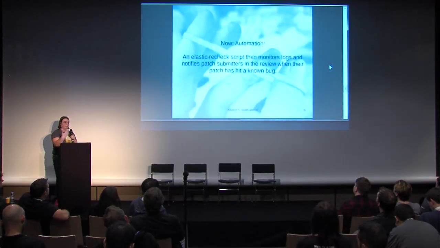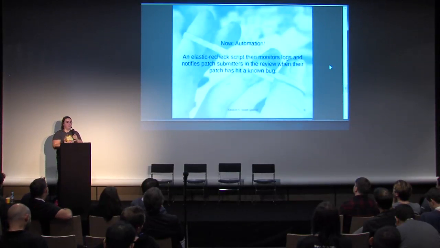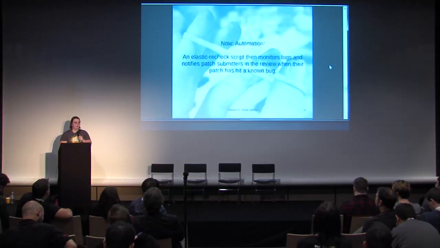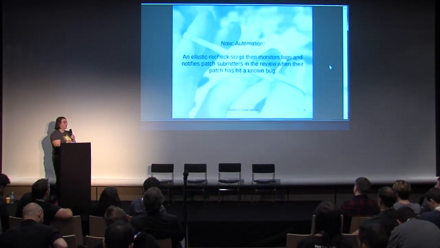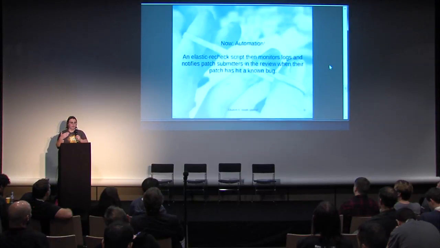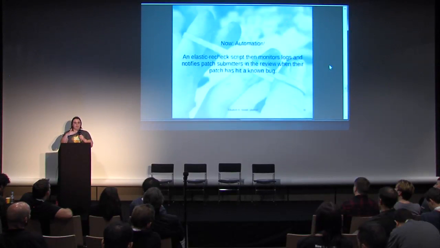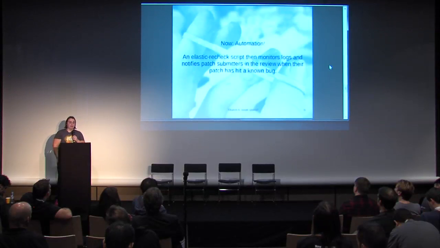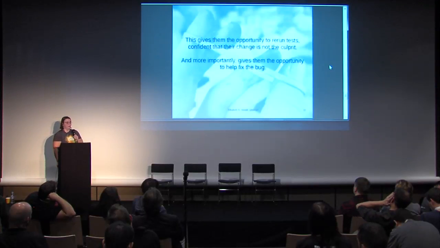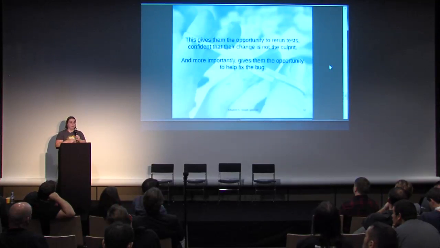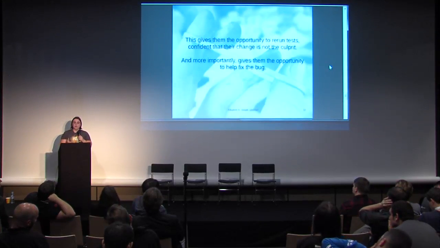This allows Elastic Recheck to then go and find the bugs and then report them back to the people submitting the reviews. So Elastic Recheck looks at Logstash, it monitors the logs, it looks for the bugs. And then when it finds a bug that has been reported in the Elastic Recheck repository, it leaves a comment in Gerrit, the code review system, for the developer. So that's nice, because it gives the developer a chance to rerun the test, knowing that it wasn't their change that caused the problem, and they know it's a known bug.